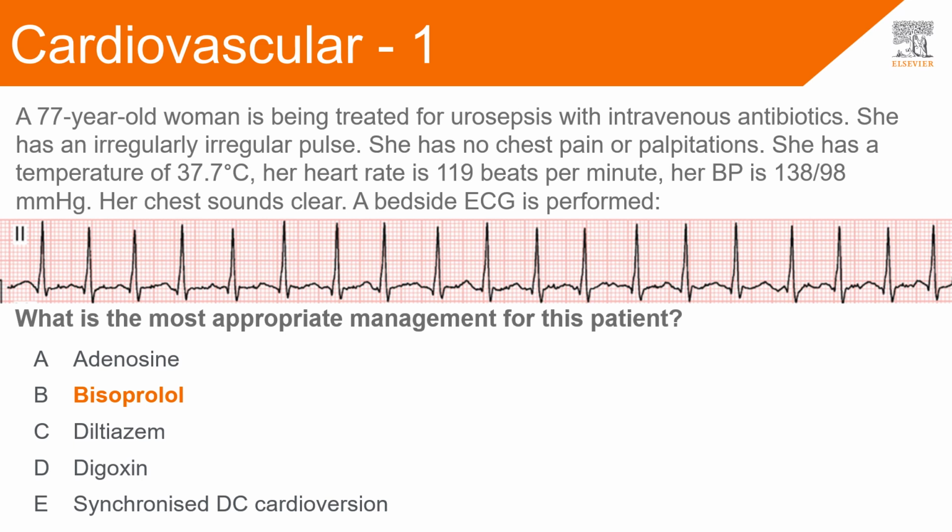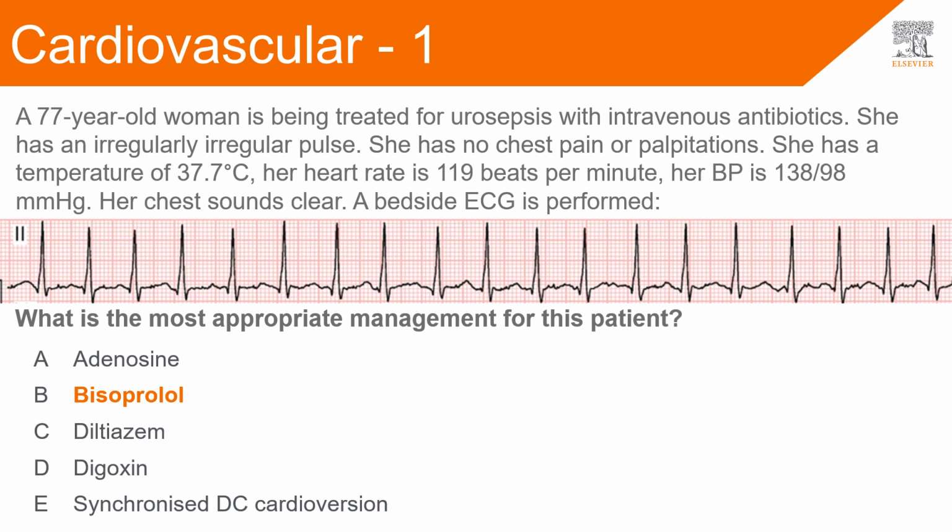Number one, beta blockers are first line in AF, and diltiazem and calcium channel blockers are generally second line. And two, diltiazem has a negative inotropic effect, meaning that it can decrease the contractility of the heart muscle itself. And obviously, in a patient with concurrent urosepsis, that's not what we want. What about option D, digoxin?